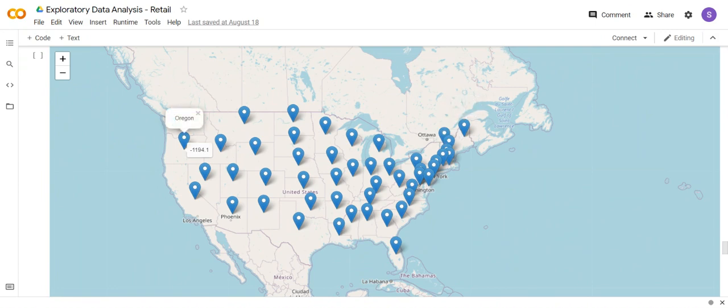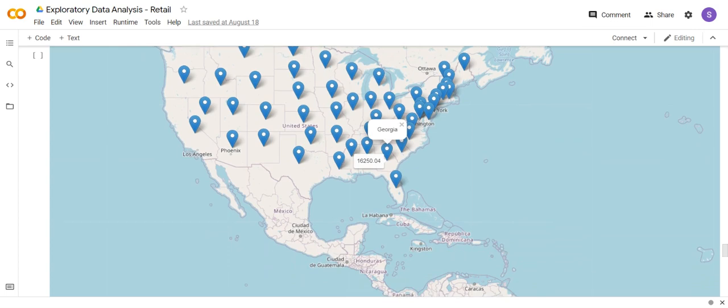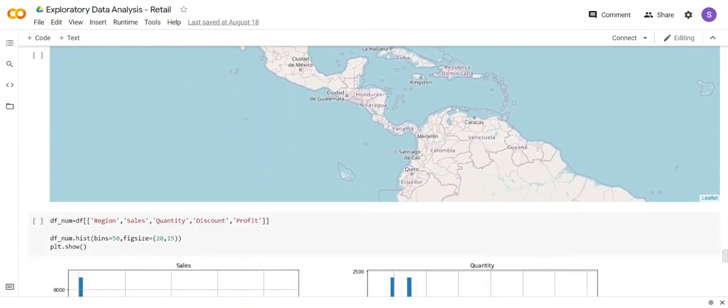And in Oregon it was in minus. In Kansas, it was 836.44. In Georgia, it was 16,250.04. So it's an interactive map where you click on a state and you will get the data inside it. So that's it with the analysis.